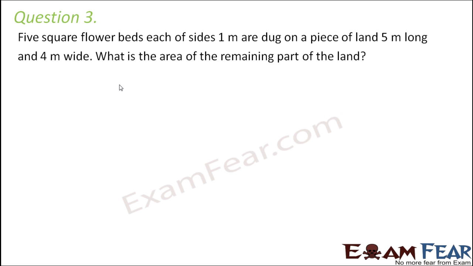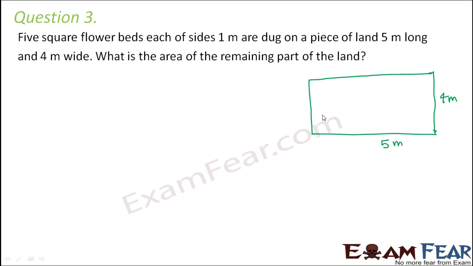Question number 3. 5 square flower beds, each of sides 1 meter, are dug on a piece of land 5 meters long and 4 meters wide. What is the area of the remaining part of the land? So the total land is in the shape of a rectangle again. Length is 5 meters and width is 4 meters. Now 5 square flower beds, each of sides 1 meter, are dug on a piece of land. So basically we have dug 5 square flower beds.